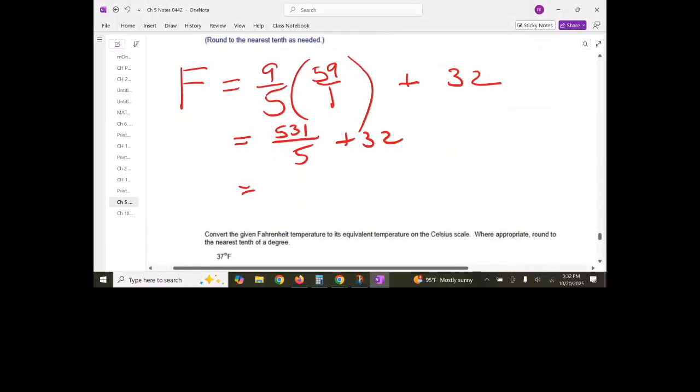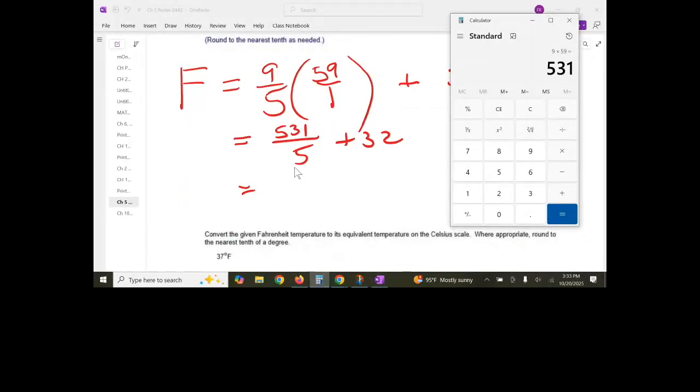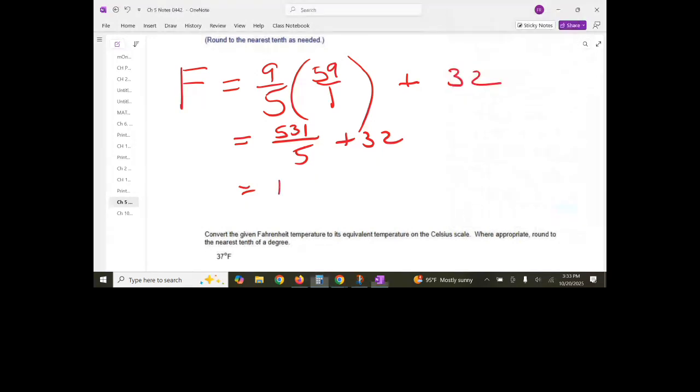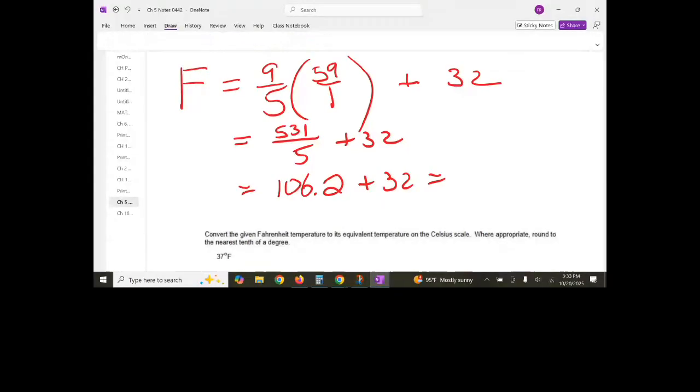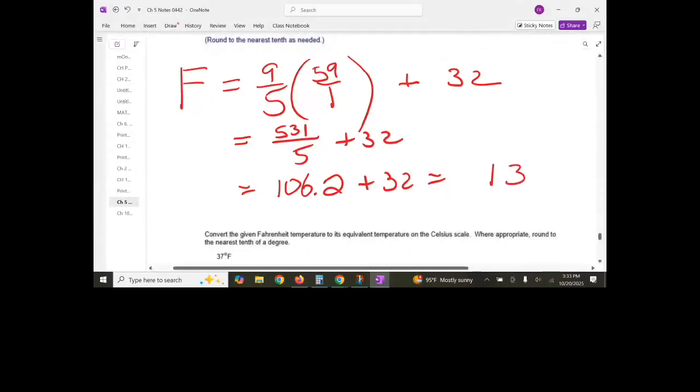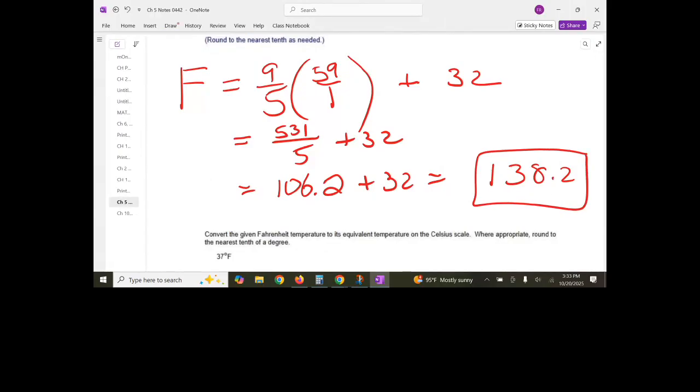Okay. And one more time, y'all, I'm going to take my calculator. I'm going to say, look, what's 531 divided by 5? 106.2 plus 32 should be something like 138.2. And that's my temperature in degrees Fahrenheit.